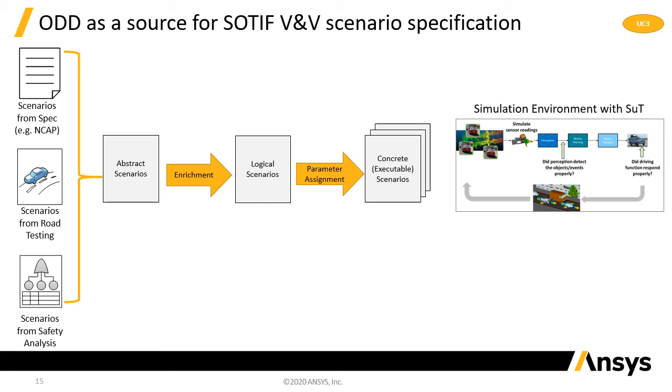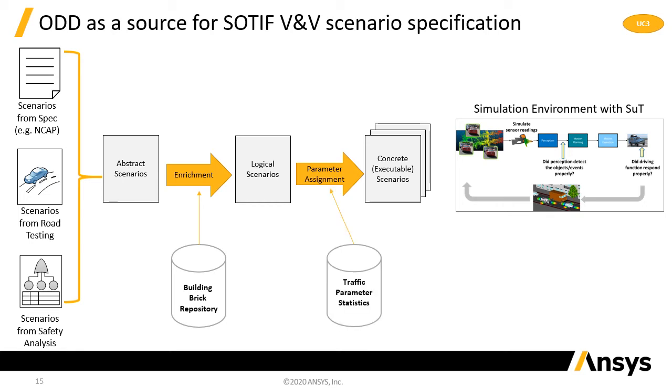So, but how is the ODD coming in here? You see we have several transformation steps, and they need different additional sources of information. Certainly for the enrichment, we need a set of building bricks of scenario fragments from which you can create all details and mixes and scenario variants. Then certainly you will need some statistics because this helps you to select the random parameters. Perhaps they are not uniformly distributed, but there are more or less frequent occurrences of parameters that are important to choose.